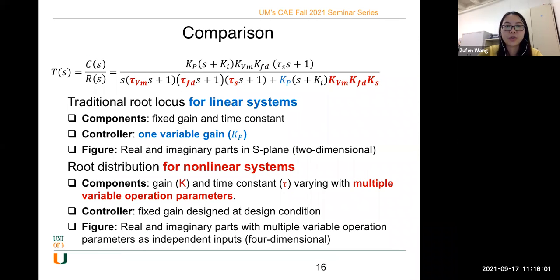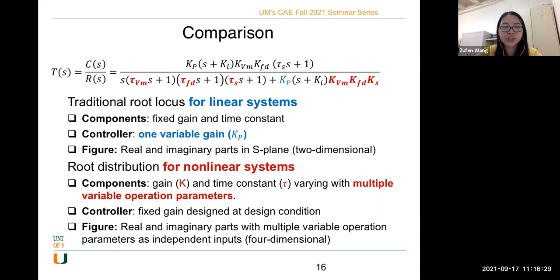Let's do a quick comparison between the root locus and our proposed root distribution. The traditional root locus is for linear systems, where the system has linear components with fixed gain and time constants, and the controller has one variable gain. And for the figure, it will be the real and imaginary parts in the S-plane, and it will be a two-dimensional figure.